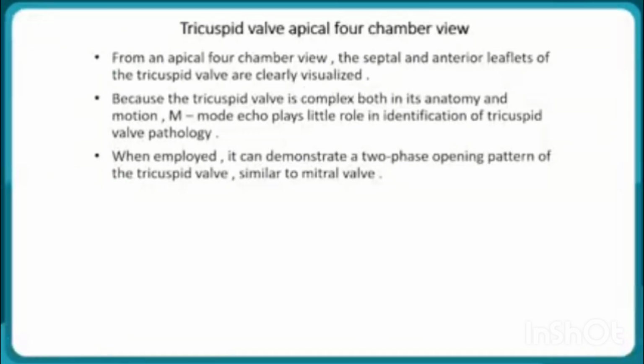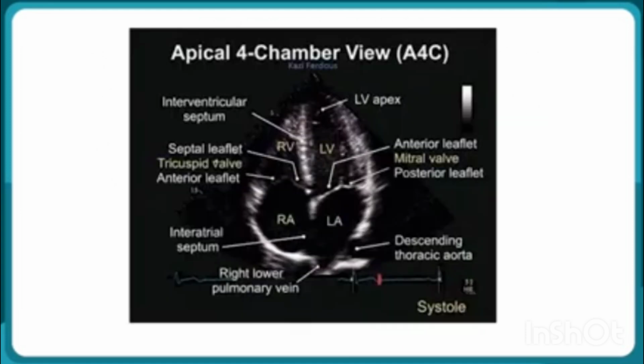Next is the apical four-chamber view for the tricuspid valve. From the apical four-chamber view, the septal and the anterior leaflets of the tricuspid valve are clearly visualized. Because the tricuspid valve is complex in both anatomy and motion, M-mode echo plays very little role in identification of any tricuspid valve pathology. When employed, it can demonstrate a two-phase opening pattern of the tricuspid valve similar to the mitral valve. This is an apical four-chamber view demonstrating the septal leaflet and the anterior leaflet of the tricuspid valve.